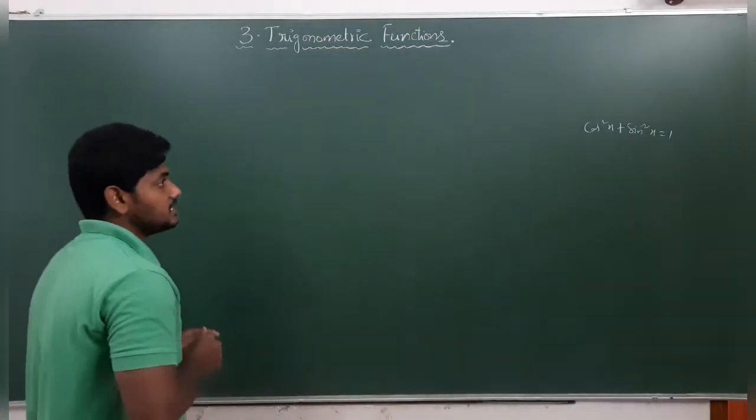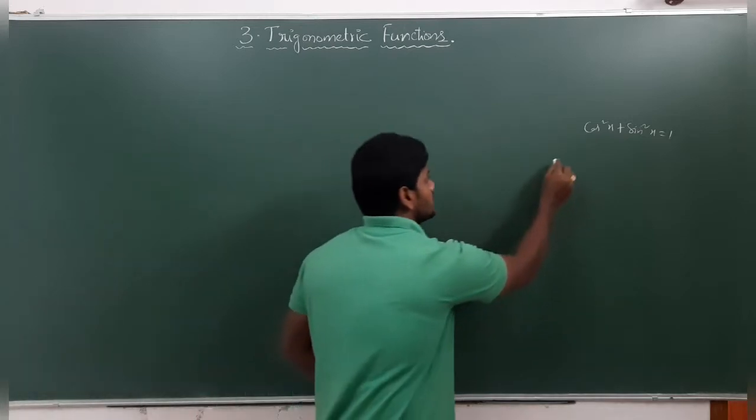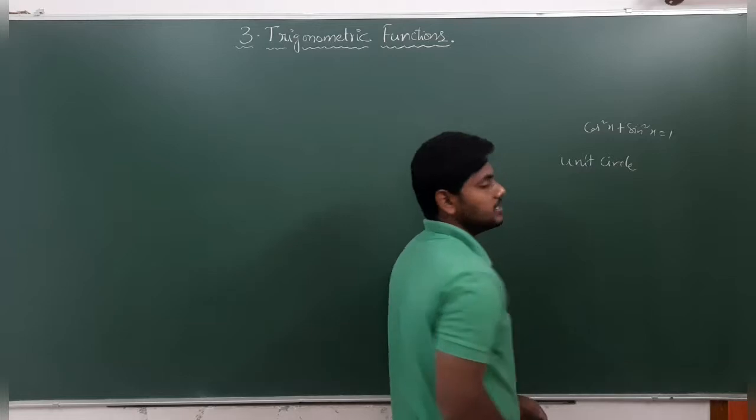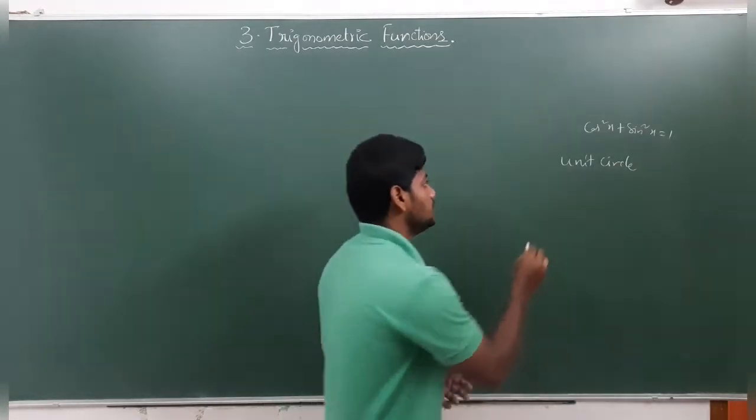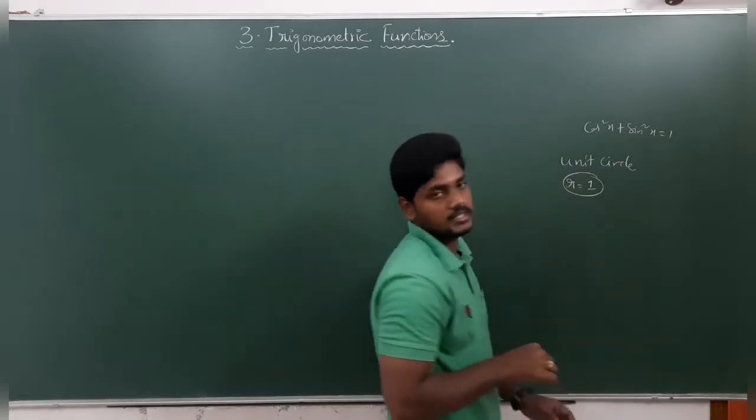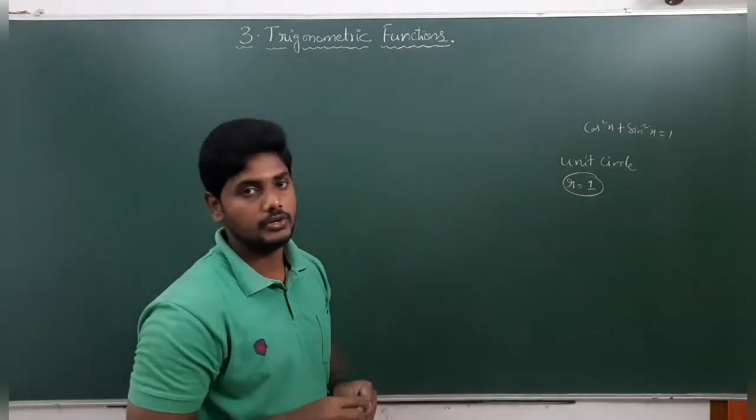See, first of all I will consider a unit circle. What do you mean by unit circle? Unit circle means if the radius of a circle is equal to 1, that we will consider as unit circle.